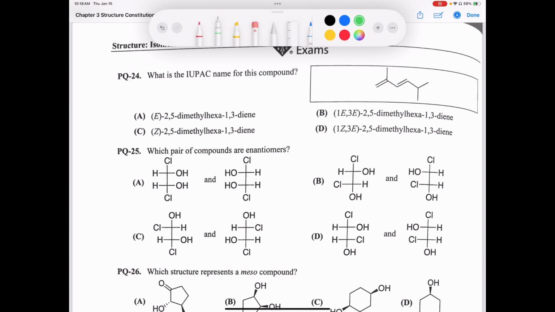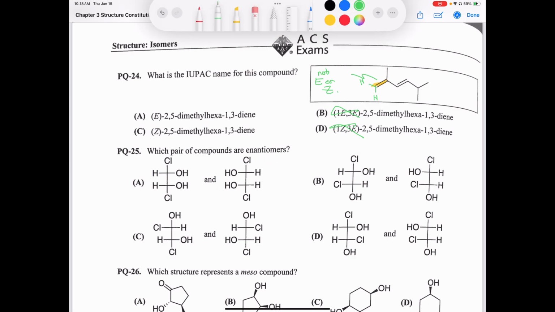All right, number 24. What's the IUPAC name of this compound? I don't know. Let's figure it out. If we look at this first double bond here, we got two double bonds in this compound, so it's some kind of diene. But you know that when you have a double bond and you have two substituents that are identical on one of the carbons, there's no E or Z. So this double bond is not E or Z. Same thing, it's not cis or trans. So we can scratch off these ones right away.